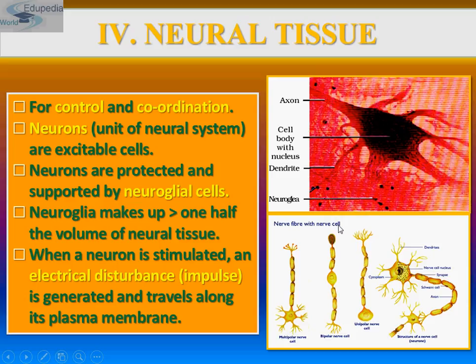So this is how, when a neuron is suitably stimulated, an electrical disturbance, or you can say action potential, is generated, which swiftly travels along its plasma membrane. The arrival of the disturbance at the neuron endings or output zone triggers events that may cause stimulation or inhibition of the adjacent neurons.